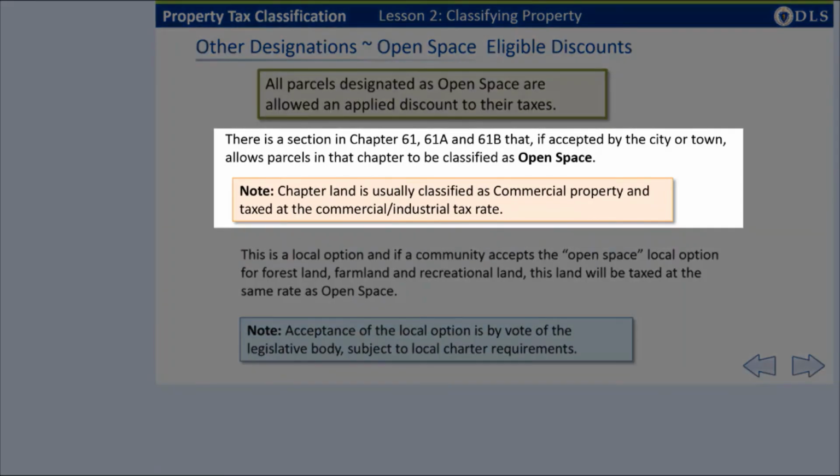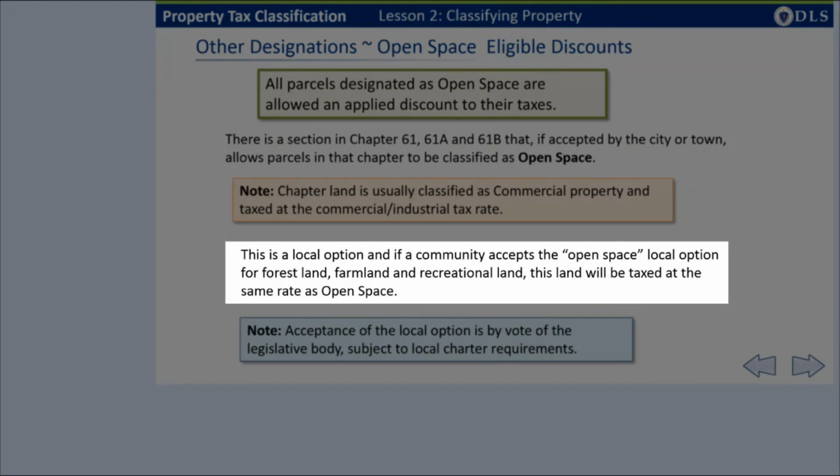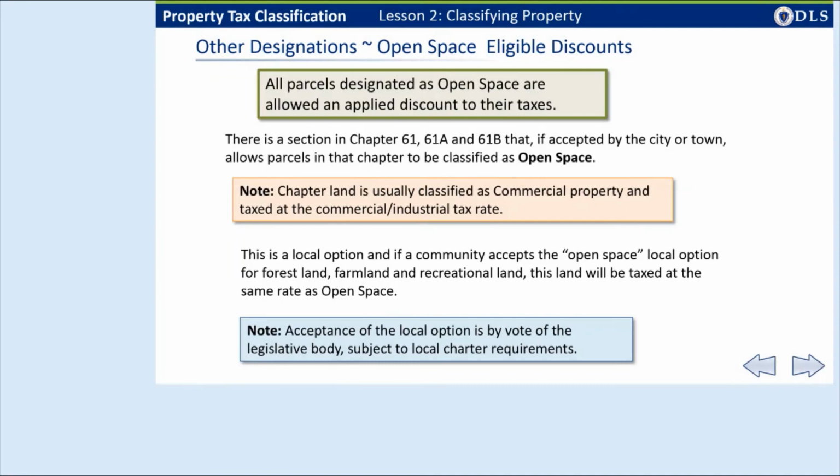Additionally, there is a section in Chapter 61, 61A, and 61B that, if accepted by the city or town, allows parcels to be taxed at the same rate as open space rates. This is a local option, and if a community accepts the open space local option for forest land, farmland, and recreation land, this land will be taxed at the same rate as the open space tax rate.